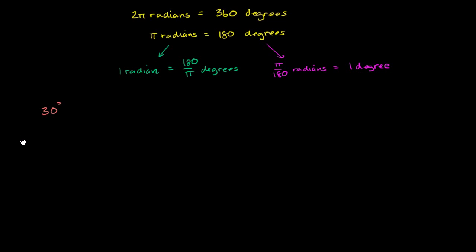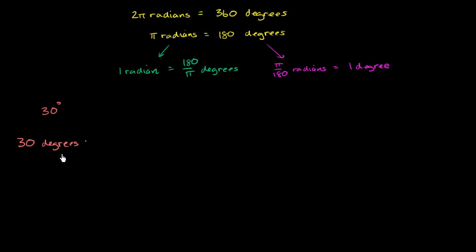So let's think about it. I'm going to write it out. And actually, this might remind you of the unit analysis that you might have done when you first did unit conversion, but it also works out here. So if I were to write 30 degrees, and this is how my brain likes to work with it, I like to write out the word degrees. And then I say, well, I want to convert to radians.